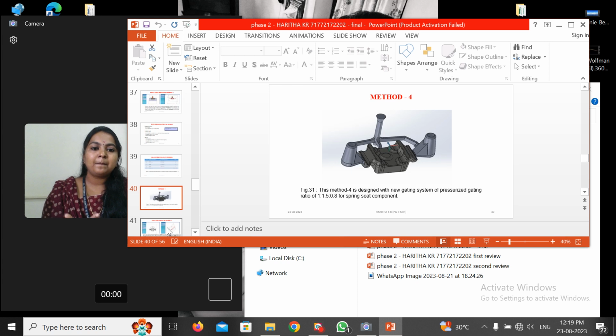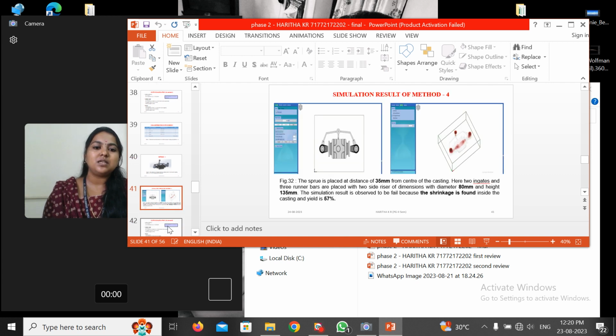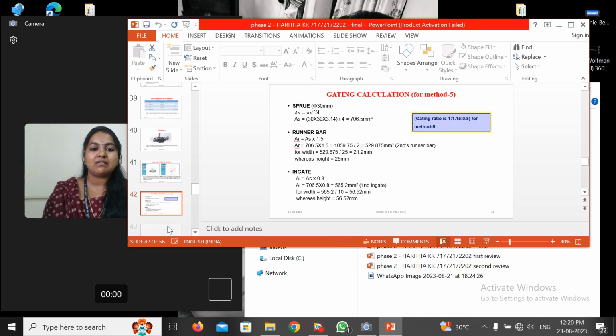So this is the designed part, designed in SolidWorks, and this is the pressurized gating ratio of 1:1.5:0.8 of the spring seat component, and this is the simulation result fed into the simulation software. After the solidification is attained, with diameter 80 mm and height 135 mm, the simulation result is observed to have failed. Shrinkage is also present, with the casting yield at 57%.